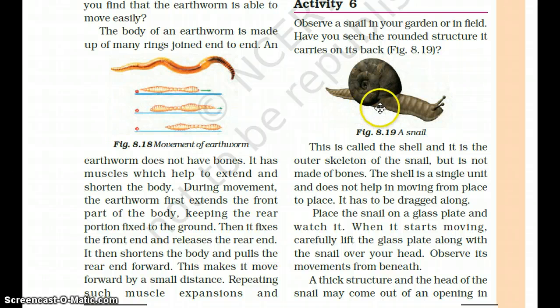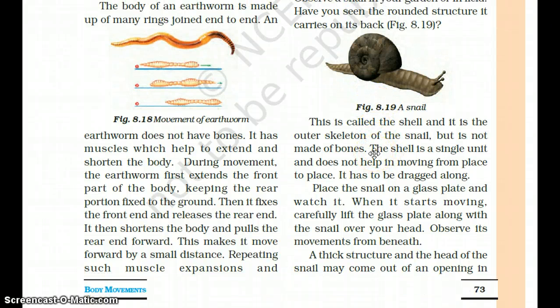There is a muscular foot which produces a slimy fluid which is called mucus. And these are the tentacles. And a snail slides on this slimy layer. The foot produces a slimy layer, and the snail slides on this slimy layer of mucus and moves forward.